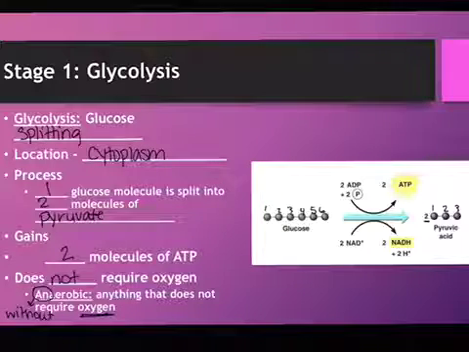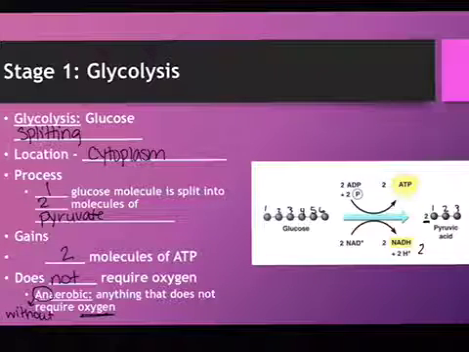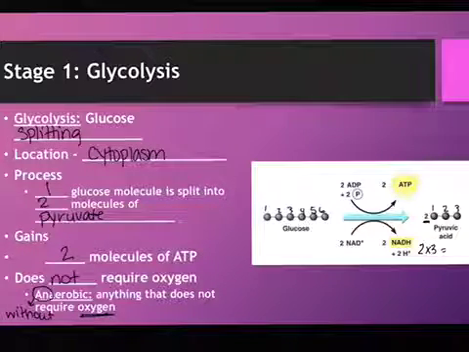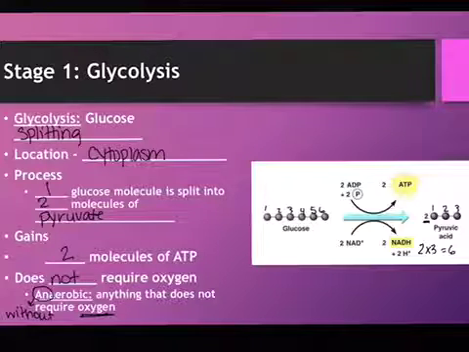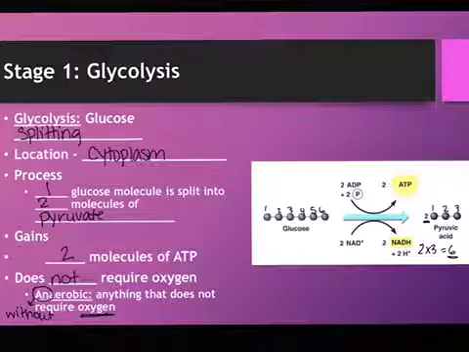So remember, since it made 2 pyruvic acid molecules, we can take 2 molecules times 3 atoms each for a total of 6 carbon atoms. So glucose starts with 6, and we break down to something that still has 6 carbon atoms in it.